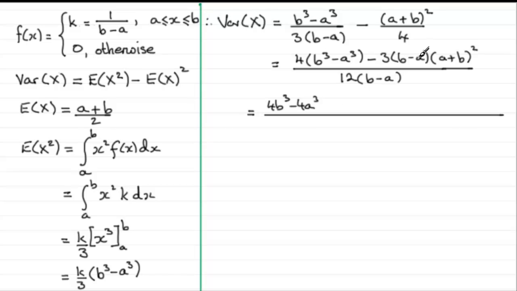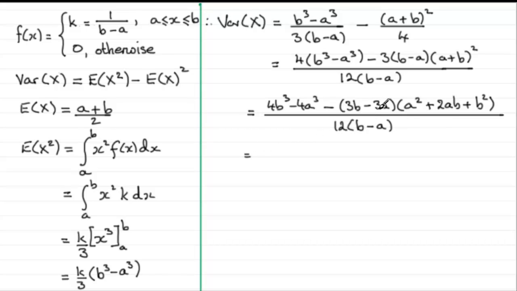Now for this bit, I'll just multiply the 3 in, and I'll get minus and then bracket 3b minus 3a. We'll expand this second bracket, a plus b all squared. Well, that is a squared plus 2ab plus b squared. And then we've got the denominator, which I'm not going to expand. I'm just going to leave it as 12 bracket b minus a.